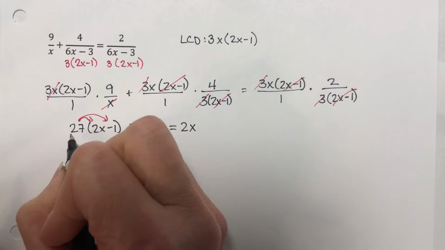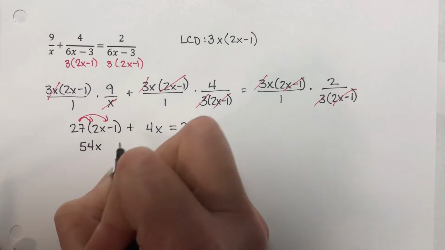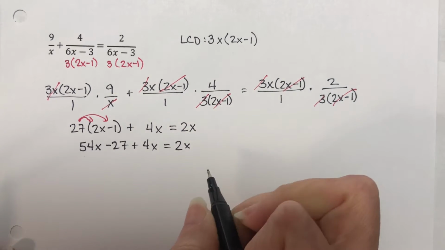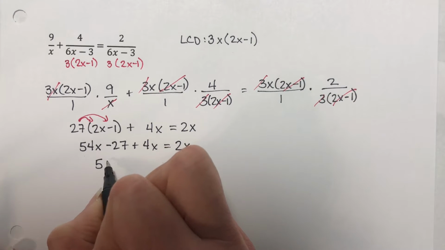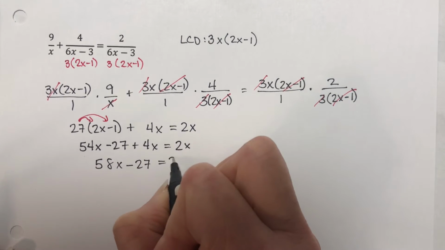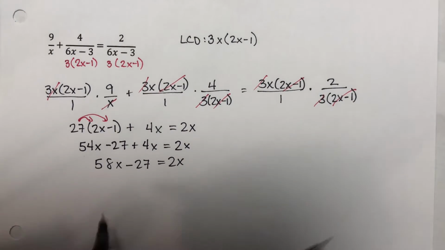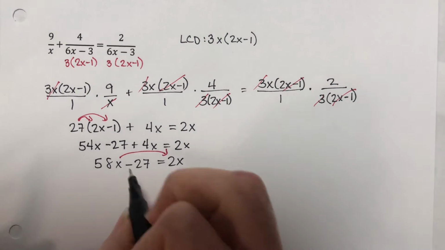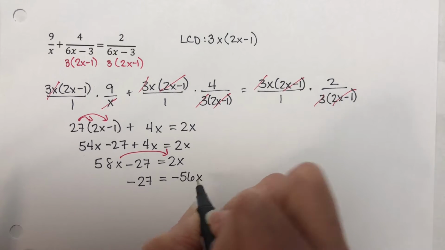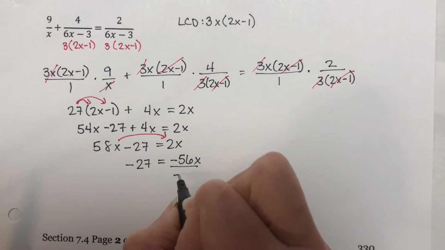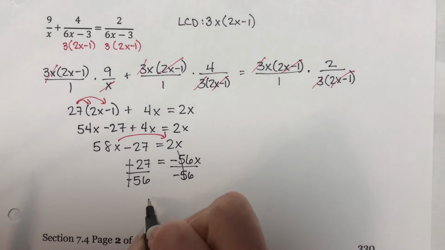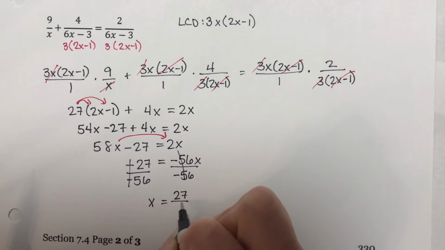And when you distribute the 27, 27 times 2 is 54x minus 27 plus 4x is equal to 2x. Combine like terms here, that's going to be 58x minus 27 is equal to 2x. Okay, let's subtract 58x from both sides, and you get negative 27 is equal to negative 56x. Divide both sides by a negative 56. So that becomes positive. We get that x is equal to 27 over 56.